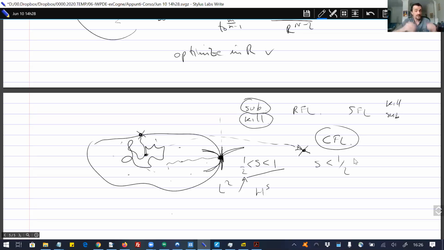Okay? So with this, I will finish the class, and all these operators are included in the theory and they constitute and much more of them. We will see more tomorrow.